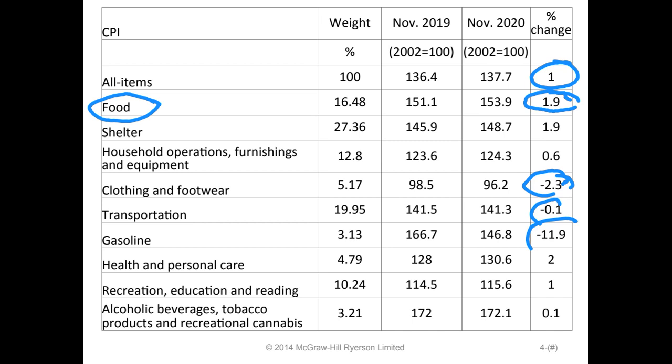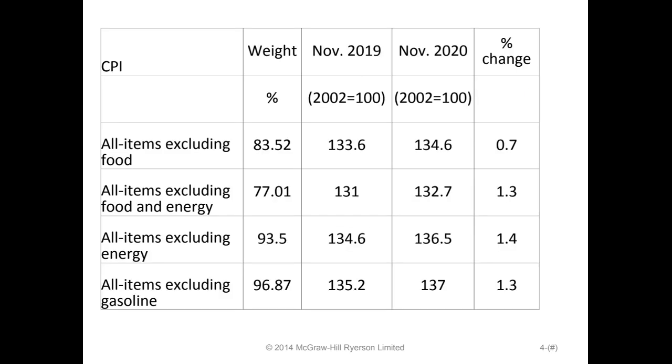Similarly, I have attached other data as well. I know this is up to 2022. You can easily update it as well. So all items excluding food. For example, if you want to calculate the inflation rate without considering food, then it is 0.7% inflation during that same time. All items excluding food and energy, all items excluding energy, all items excluding gasoline. So you can have different ways to calculate inflation. Why excluding gasoline? Because prices are fluctuating a lot.